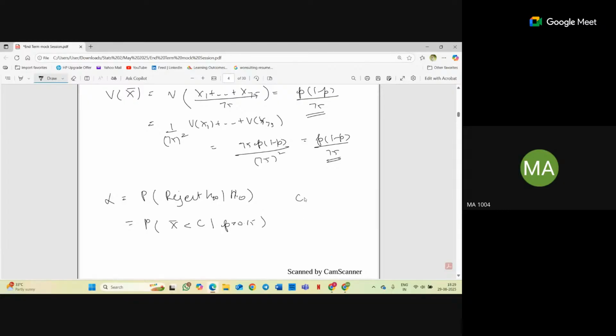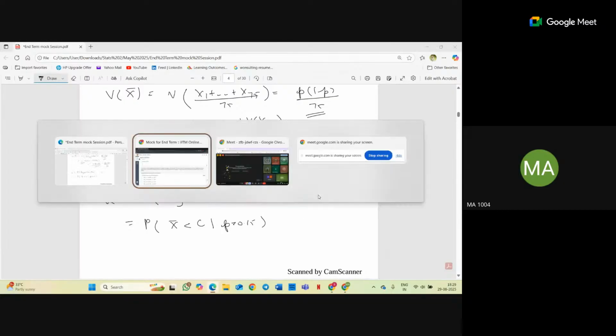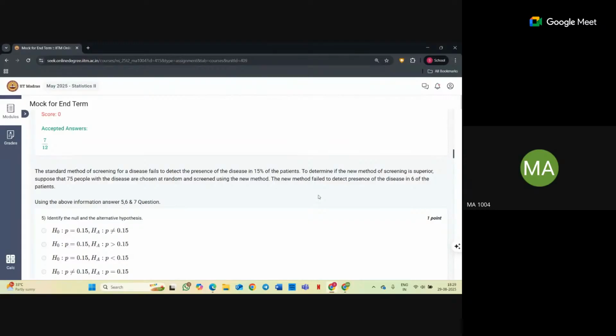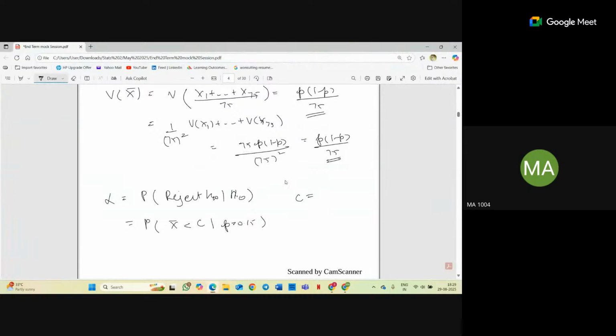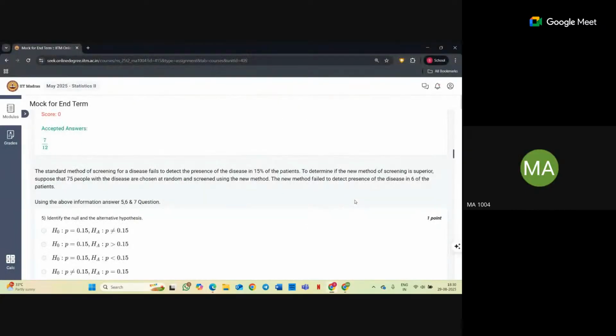Now, what is my C here? According to the question, 6 by 75. Is this clear? How is my C 6 by 75? Ma'am, how did you calculate C? In the question, it is given that the new method failed to detect the presence of the disease in 6 of the patients. So from the 75 people, 6 of the patients failed to be detected. So that is my C.